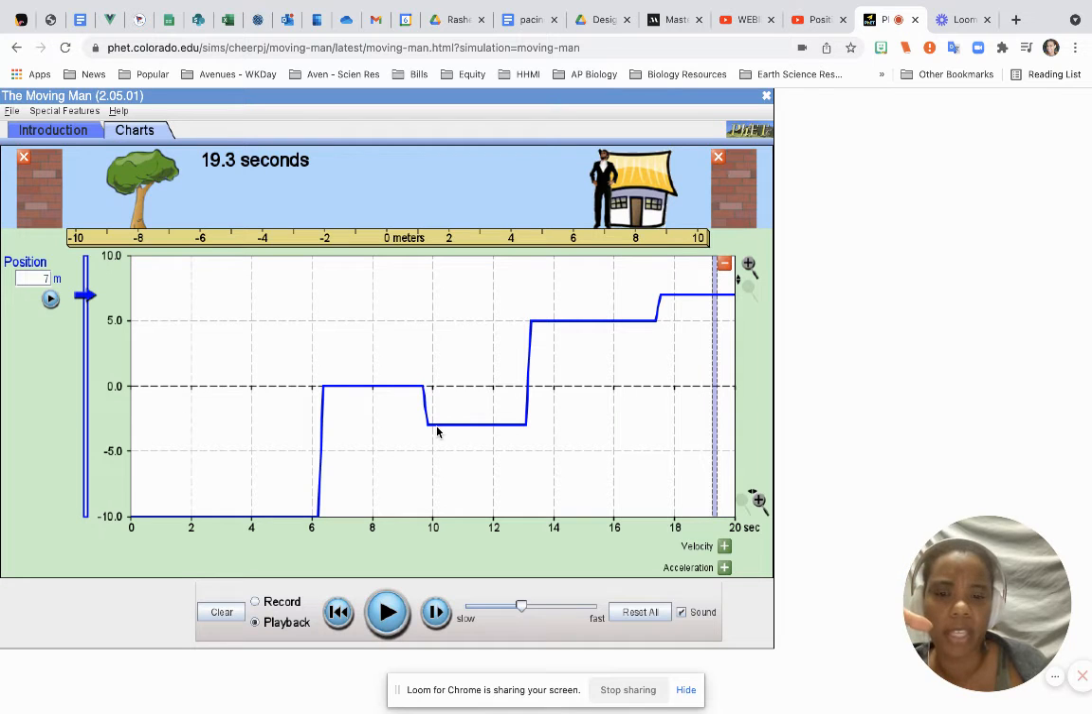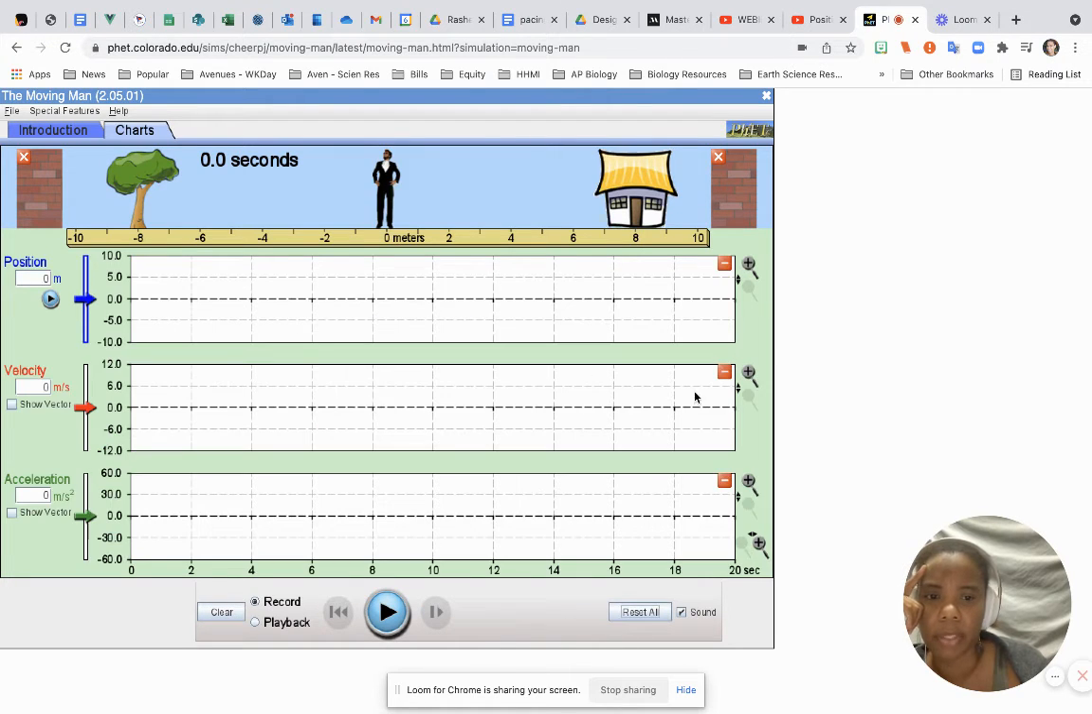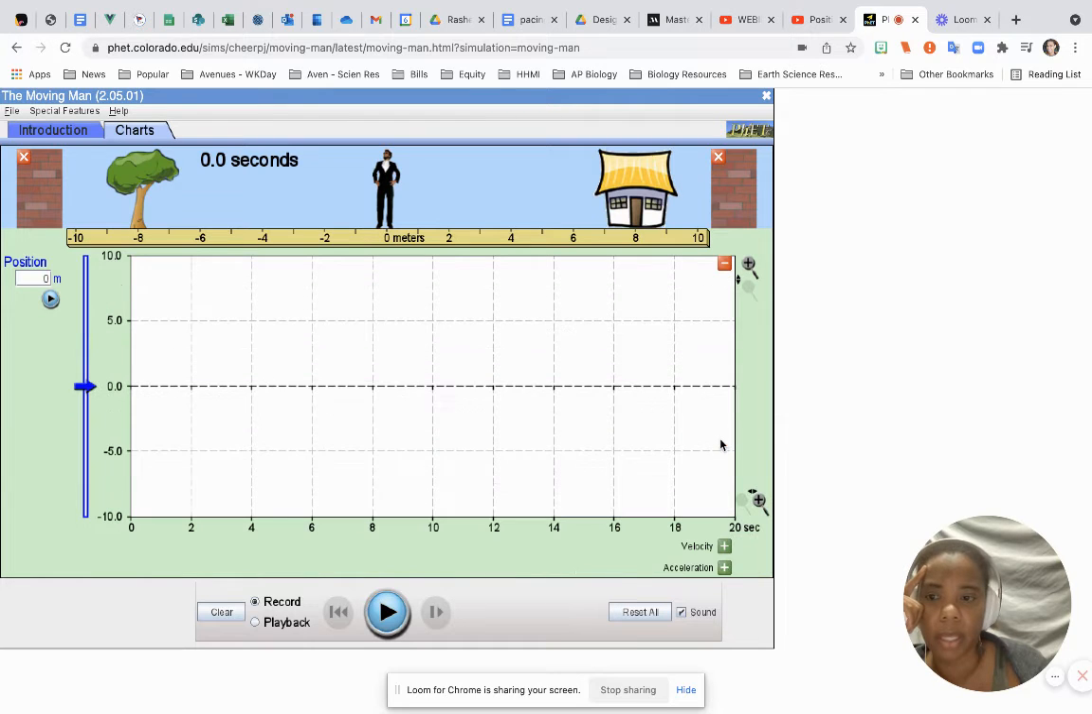These are all great things to think about. And then let me reset this again. Clear, reset all, yes. Oops, I didn't want to reset everything. I'm going to move this gentleman back down here at position -10. I'm going to hit play.